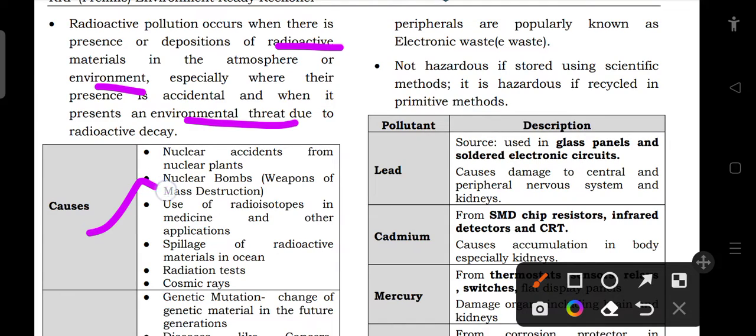Now what are the causes of this pollution? Sometimes nuclear accidents happen, then nuclear bombs are a greater cause of destruction, and then use of radioisotopes in medicine and other applications. Then spillage of radioactive material in the ocean, which is more dangerous than an oil spill. Then radiation tests, cosmic rays, all these things.